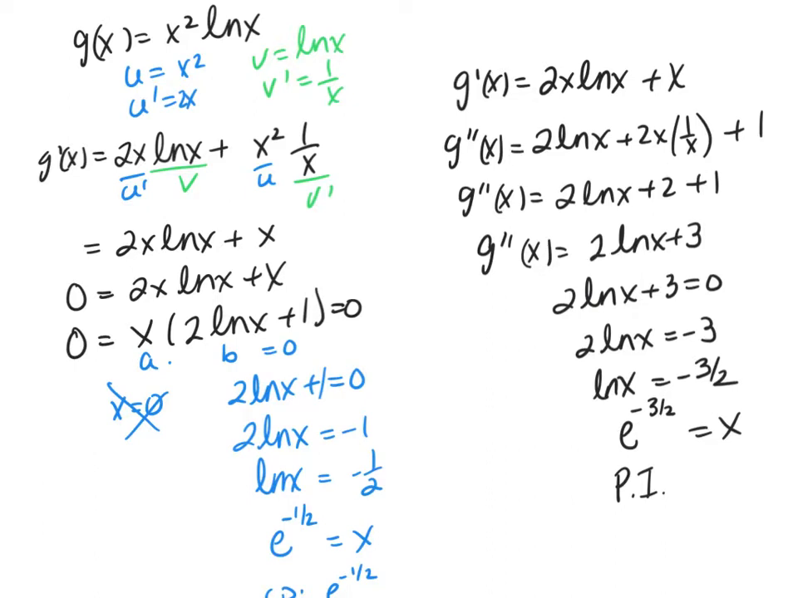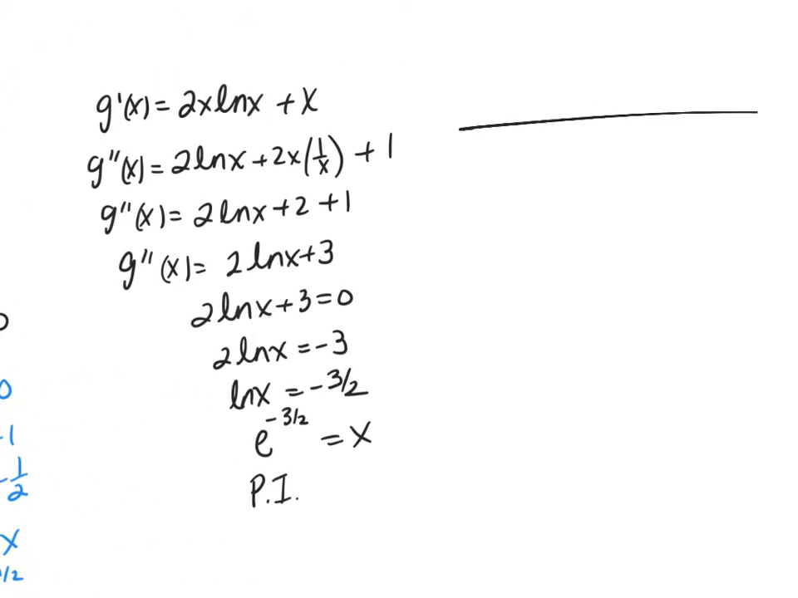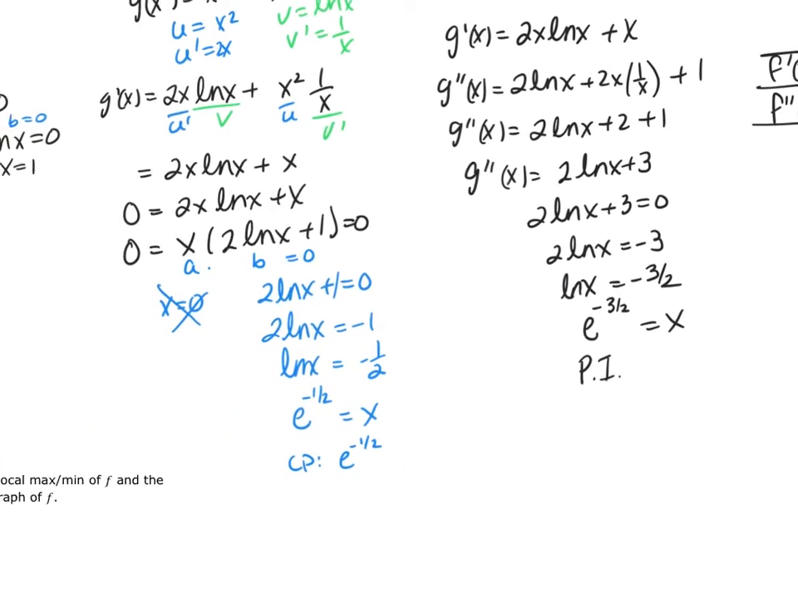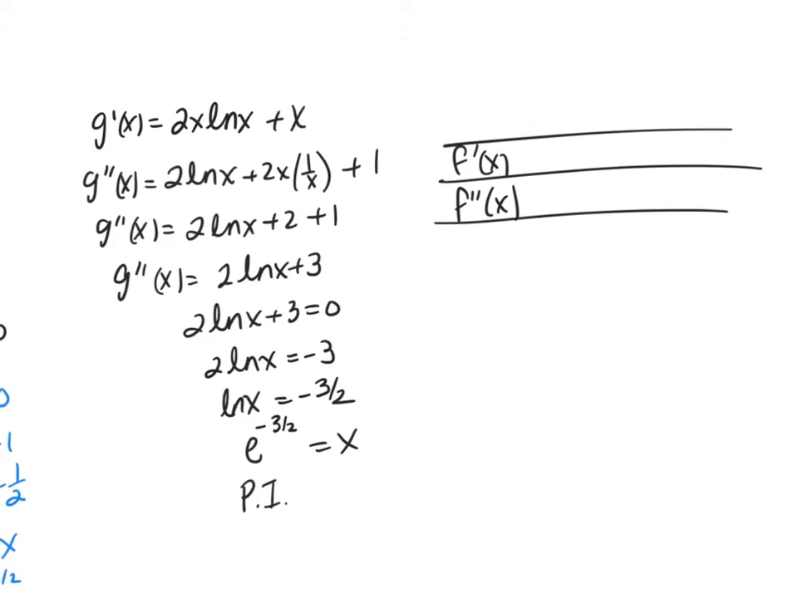So the next thing I'm going to do is draw my xy chart with f prime of x and f double prime of x. I take my critical point and my other one, e raised to the negative 3/2 and e raised to the negative 1/2, and determine whether or not I'm concave up or concave down from these, and whether or not they're increasing or decreasing. That's graphing by hand.